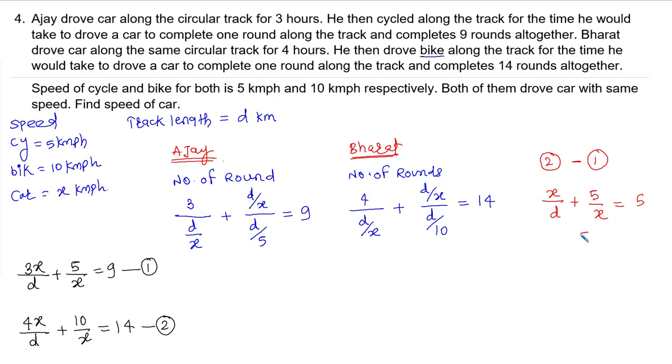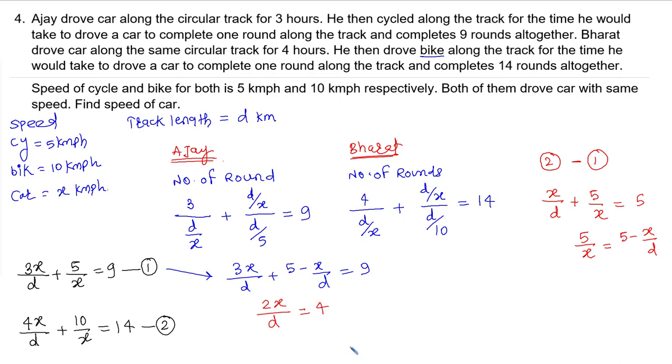So now what we'll do is, let's replace 5 divided by x in equation 1 with 5 minus x divided by d. Let's see what happens. In equation number 1, 3x divided by d, instead of 5 divided by x, put 5 minus x by d is equal to 9. If we solve this further, this is equal to 2x divided by d, which is equal to 4.